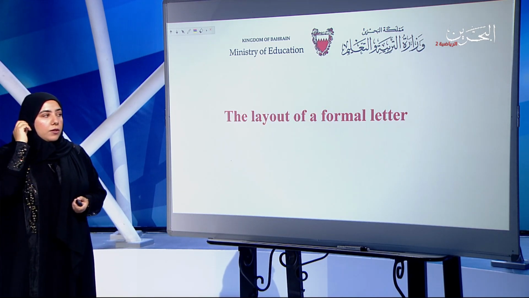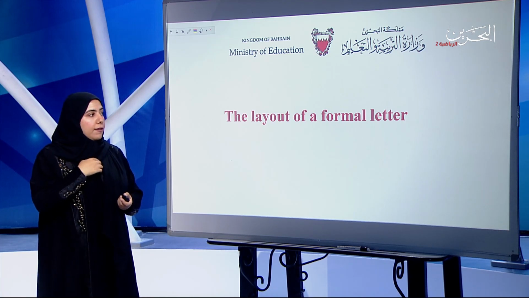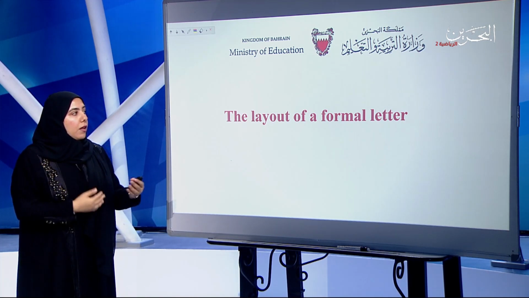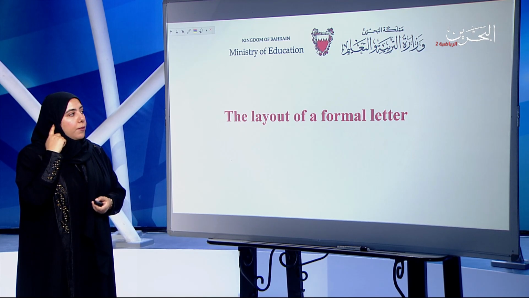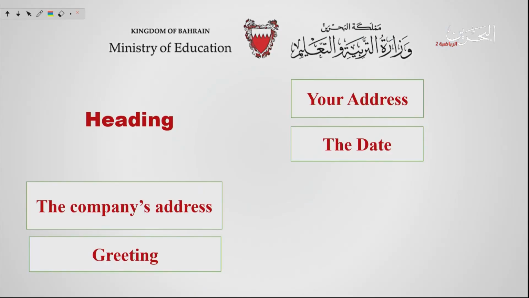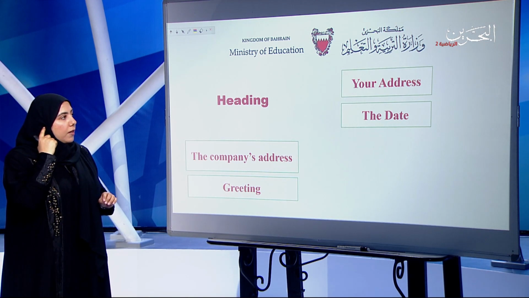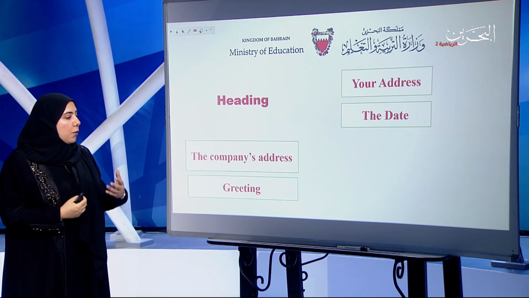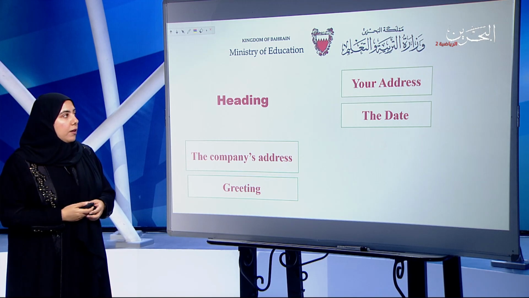Okay, now let's focus on the layout of a formal letter. And then I'll give you a writing sample. So imagine that this is a letter. You start by writing your address and the date on the top right of your letter, and then the company's address plus the greeting. Now we'll focus on the greeting, and we should know how to write a correct formal greeting.